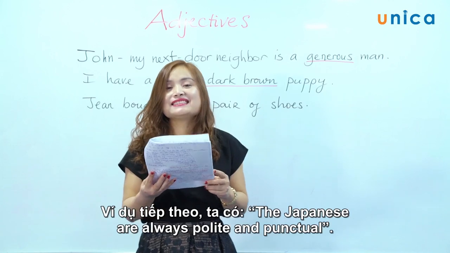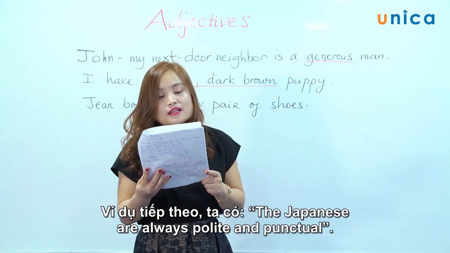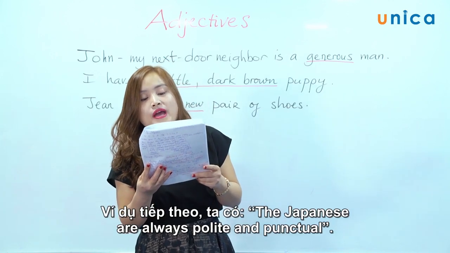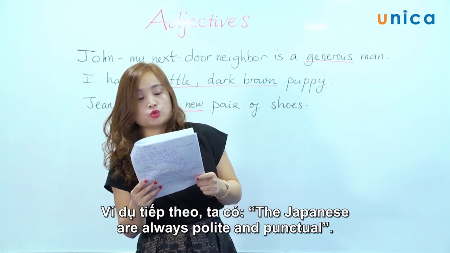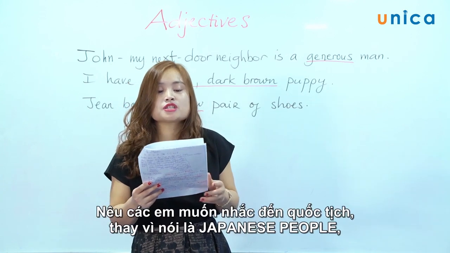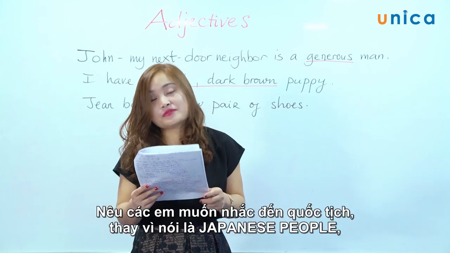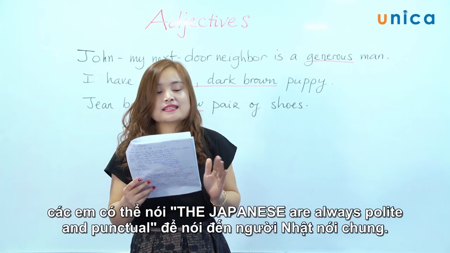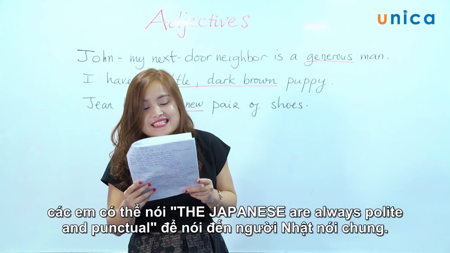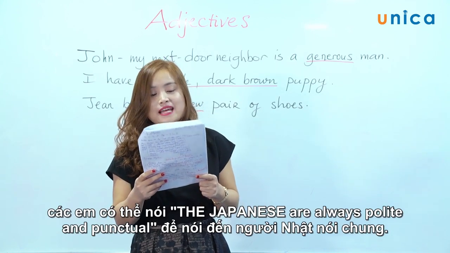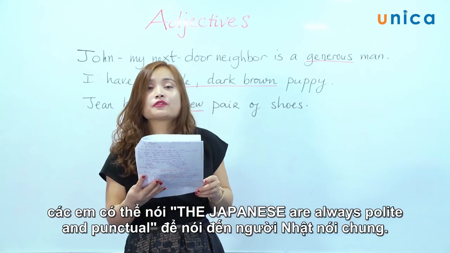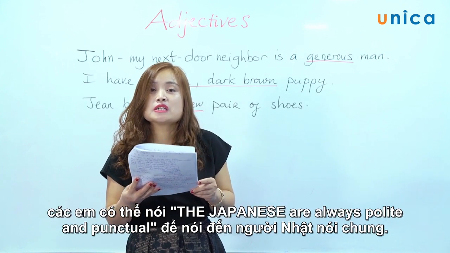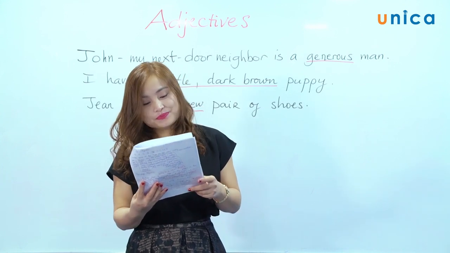Instead of saying poor people or disabled people, you can say the poor or the disabled. Okay? And the next example we have: The Japanese are always polite and punctual. If you want to mention nationalities, instead of saying Japanese people, you can say the Japanese, who are always polite and punctual, to refer to Japanese people in general.